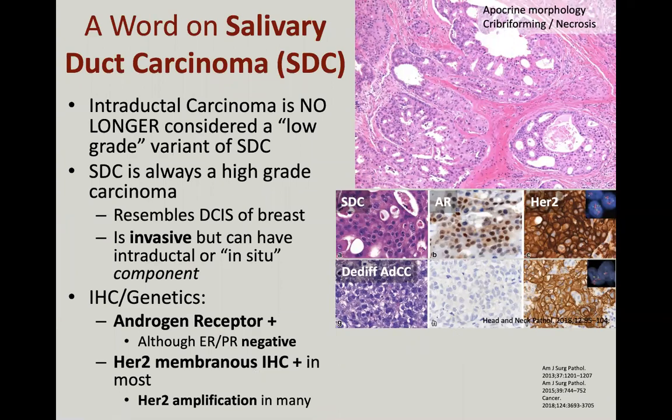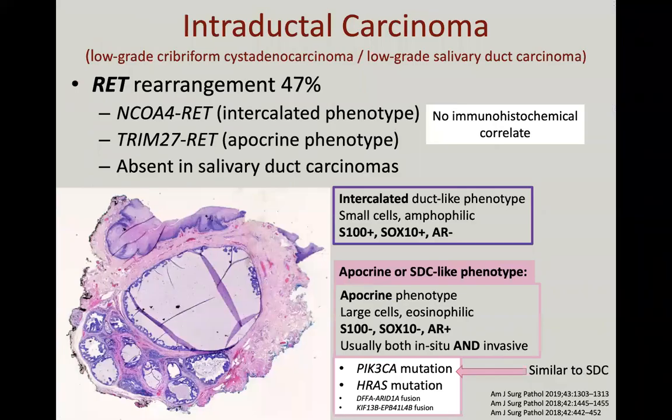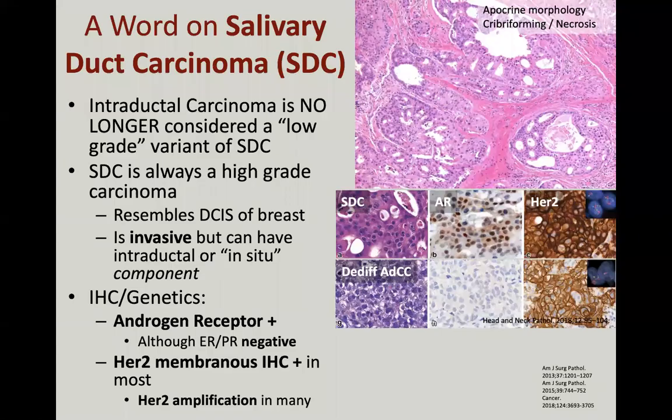Okay. Here's salivary duct. And so the reason I put these together is that intraductal carcinoma used to be considered a low-grade variant of salivary duct, but this is, I don't know, no longer really appreciated. So salivary duct carcinoma, when seen, is essentially always a high-grade invasive carcinoma. It resembles DCIS of the breast. It is invasive, but you can have an adjacent intraductal or in situ component. The morphology tends to be of apocrine type, with these so-called Roman bridging or cribriform structures bounding a central core of necrosis.